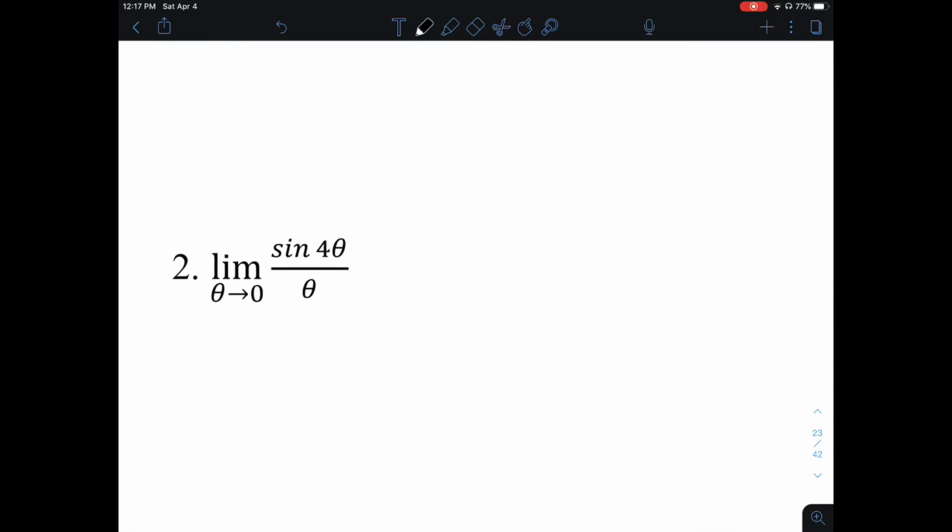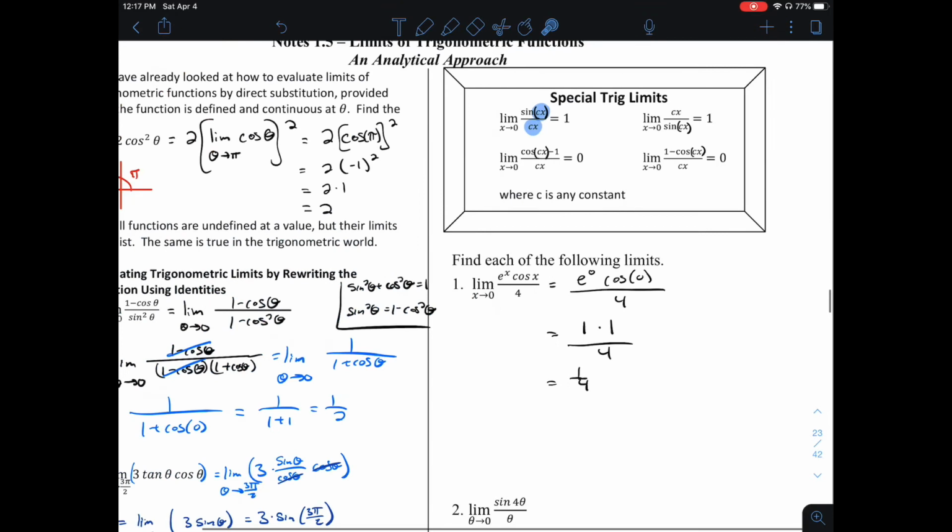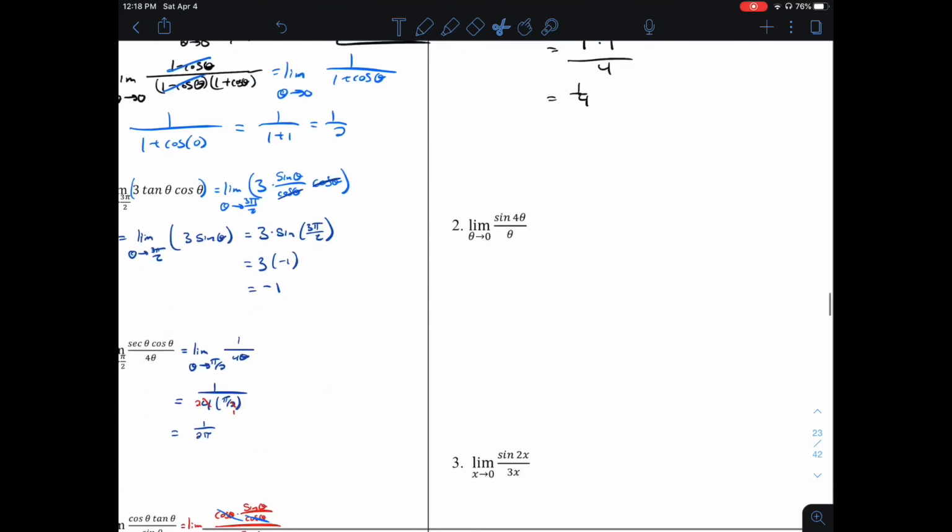All right, number 2. We can't use direct substitution because if we try to do that, we're going to end up with 0 here on the bottom. I'm just going to bring this down here so we can see what we're trying to accomplish.